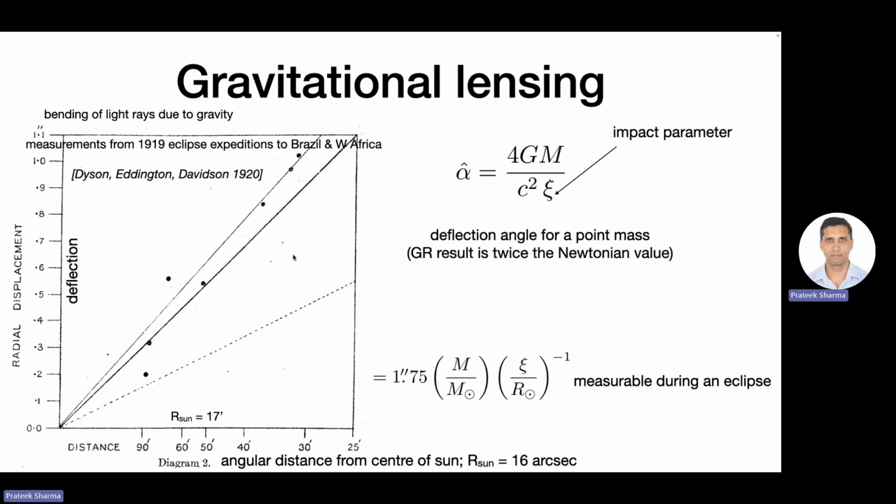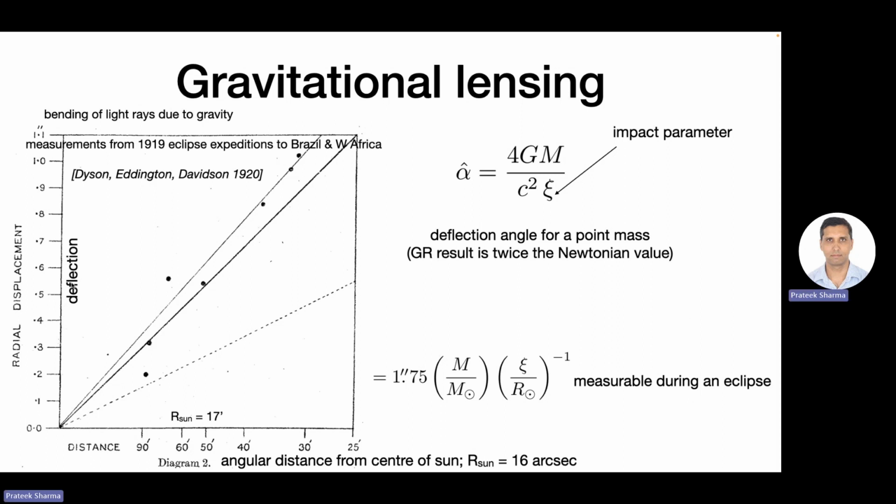Now here, these people were observing this eclipse from Brazil and Africa. Suppose one place is clouded, you don't want to lose that chance, so they had these two teams. And this is the distance from the center of the sun. This is closer and closer to the sun, this is farther from the sun, so distance increases to the left. And this is deflection.